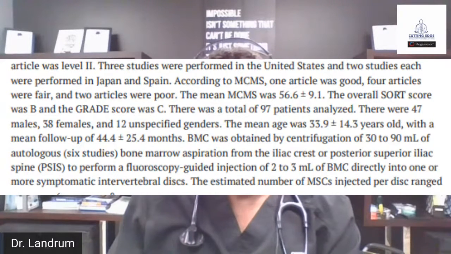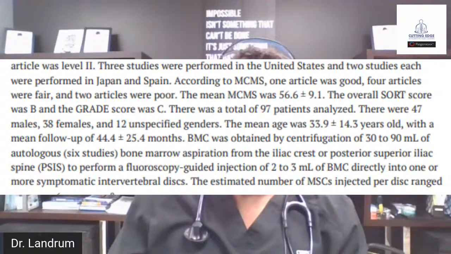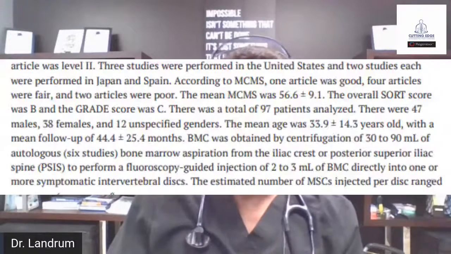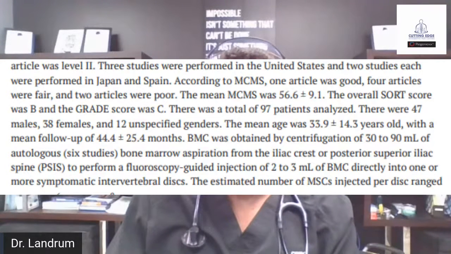For the most part, almost all the studies had a bone marrow aspiration, meaning a draw, anywhere from 30 to 90 mLs, all autologous, meaning the cells were drawn from that person. They were withdrawn from that person and re-injected into that person. Nothing extraneous, okay? And then it was traditionally an injection into the disc of 2 to 3 mLs of bone marrow concentrate into the area.